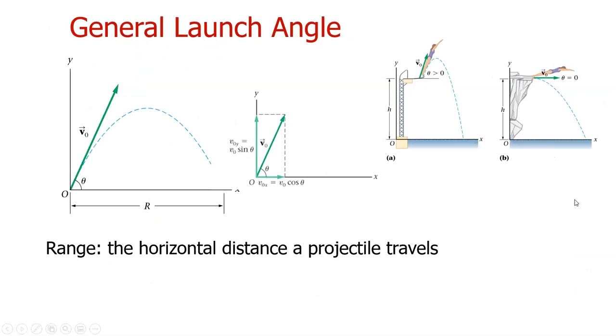We talked about, or we did, two examples under this condition, right? Because this is one special case, horizontal direction. This is really easy, because our V0y was 0 here. But let's look at the general launch angle, what that means.